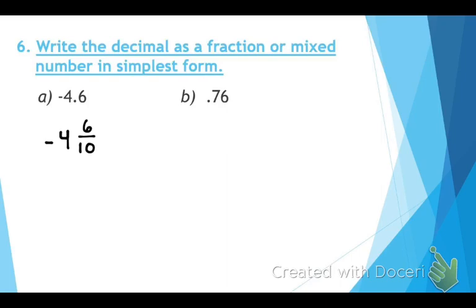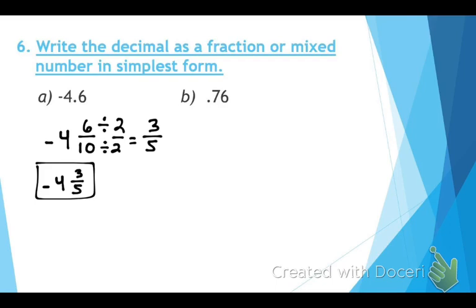Can that be simplified? Yes, ma'am. What does it become? Not 2 over 5. I'm going to keep the negative 4. You can divide it by 2 on top and 2 on bottom. When you do that, what do you get? 3 over 5. So our correct answer is negative 4 and 3/5.